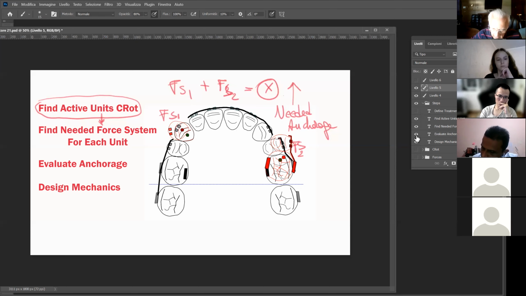So analyze the movement, define active and reactive units, find the needed force system, evaluate the anchorage, and design the mechanics. This is general, but it's always valid. It's not only for this case, okay?